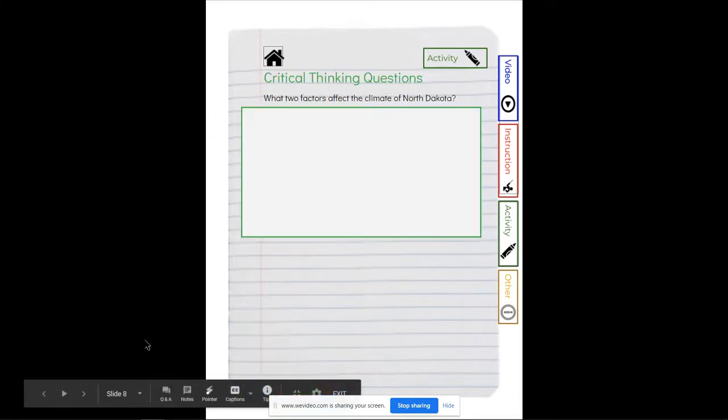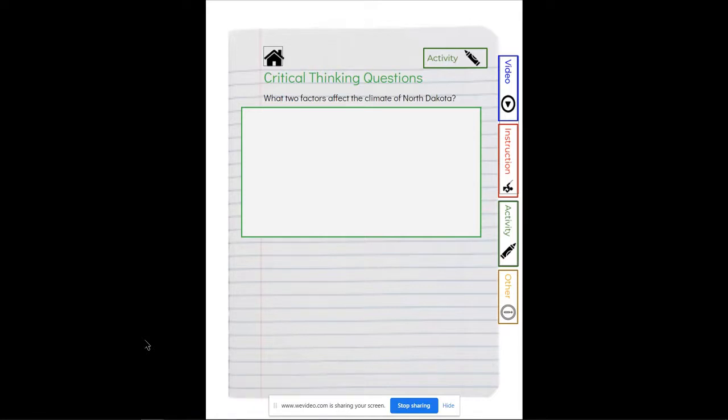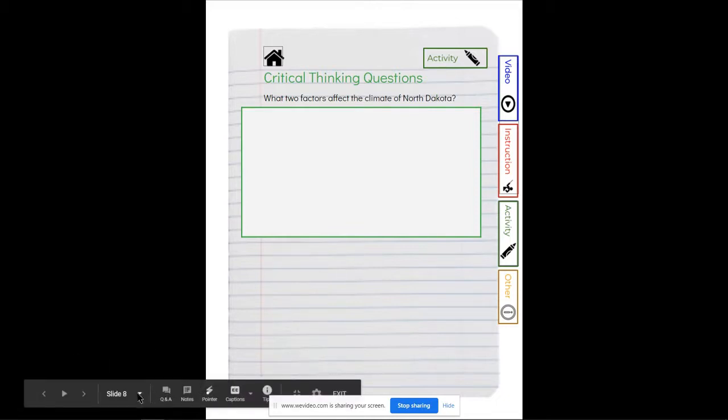And then on activity page, slide 8, what are the 2 factors that affect the climate of North Dakota? And again, you can go back to any of those resources, your instructional slides in this lesson, the North Dakota Studies website, the introduction video, and the audio files in order to get the information you need to complete this activity.